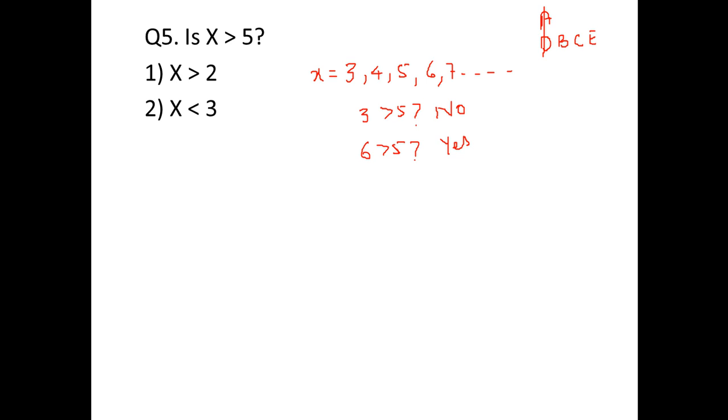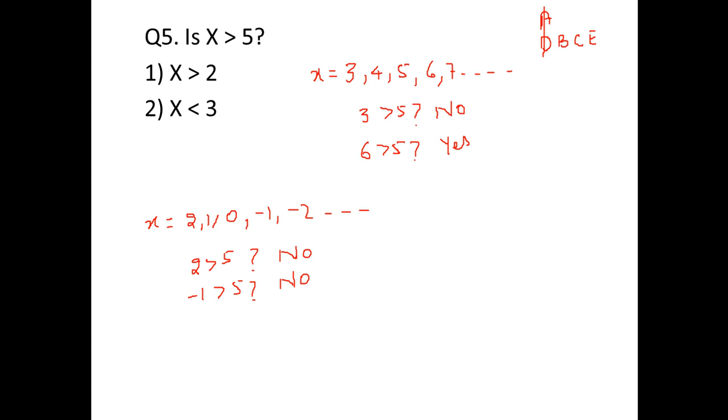Let's look at second statement. X is less than 3. That means x can take any value less than 3. So it could be 2, 1, 0, minus 1, minus 2 and so on. So let's say x is 2. So we ask, is 2 greater than 5? Answer is no. If I take x as, let's say, minus 1, is minus 1 greater than 5? Answer is no. So you can see that for all the values I'll get a consistent no.